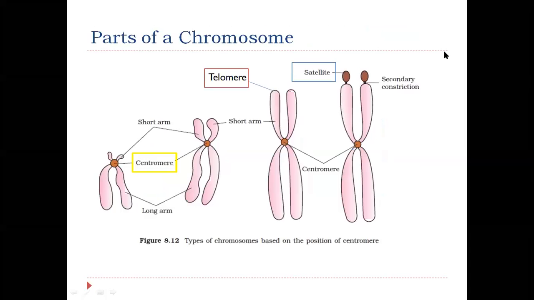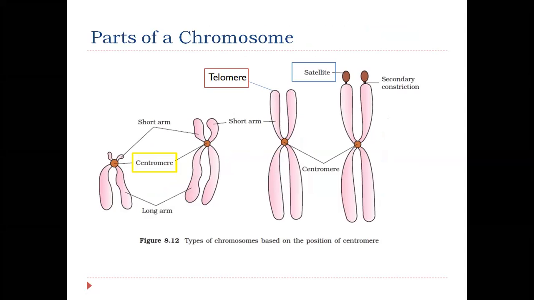So the arms. The arms are the portion of the chromatids between the end of the chromosome and the centromere. Then the telomere. It's a repetitive stretch of DNA located at the end of the chromosome, and it protects the ends of the chromosomes in a manner similar to the way that the tips of shoelaces keep them from unraveling.